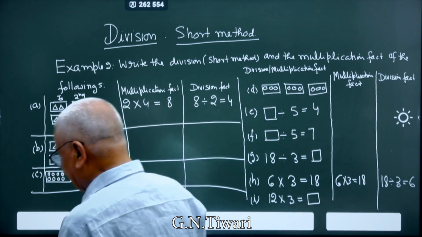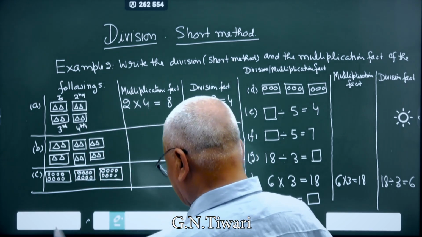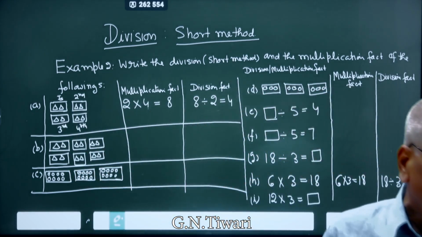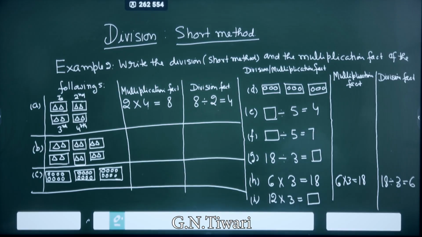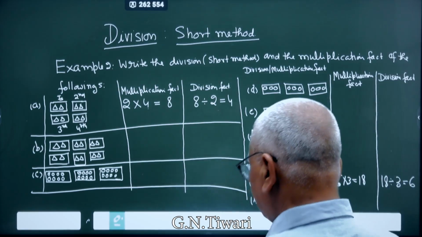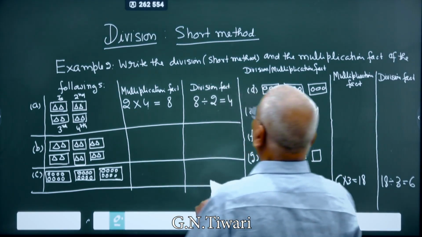So, now the next item which I am going to do is the division on the number line. So, how will we do the division on the number line?